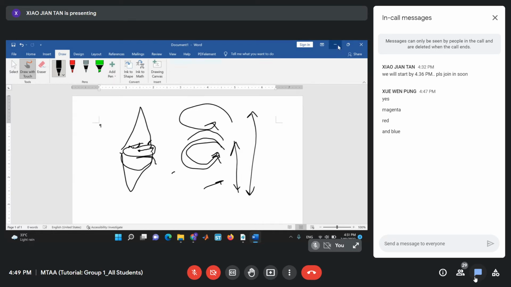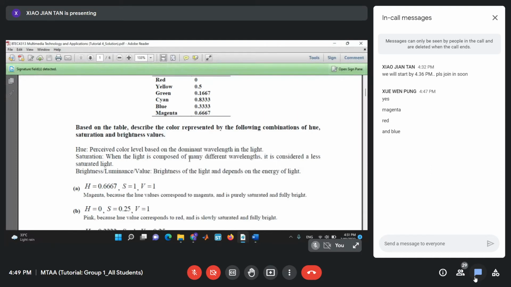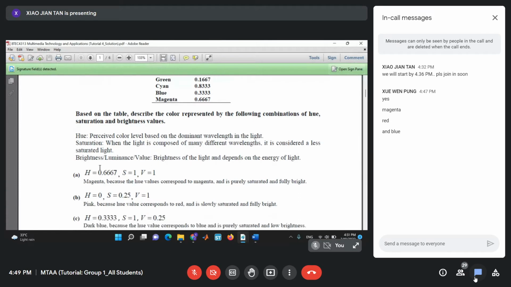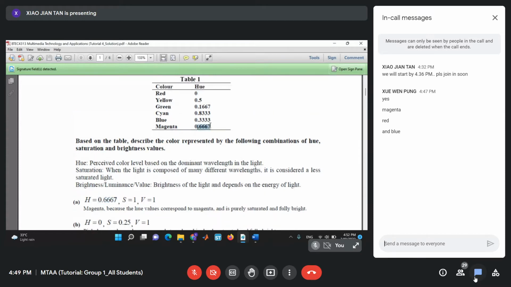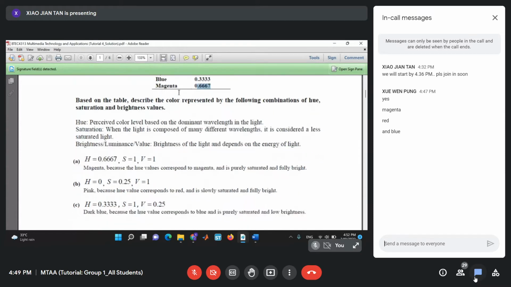Okay, please do not ignore this one, because blue and dark blue are different, and red and pink are different. For the first one, you have S equal to 1 and V equal to 1, which means it is fully saturated with this color, and the intensity is quite bright, because 1 refers to bright and 0 refers to dark. So simply refer to this table, and you will get magenta.